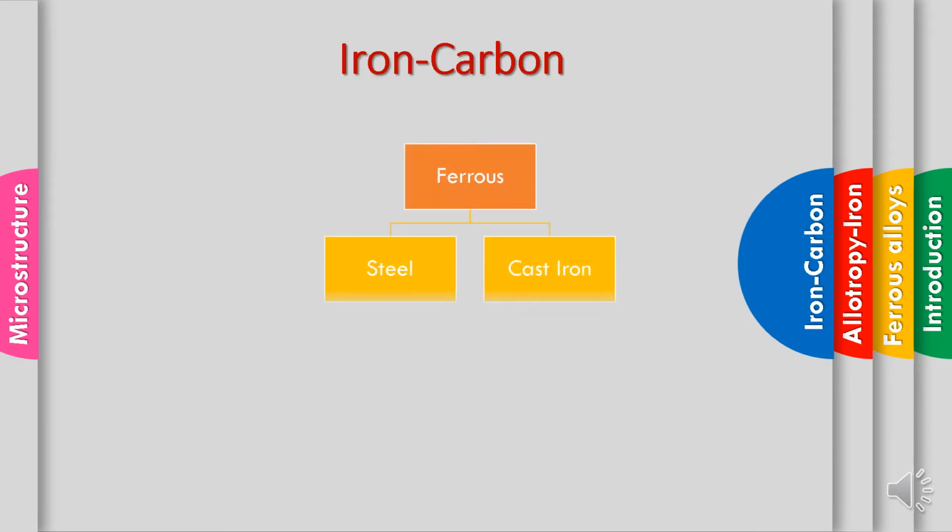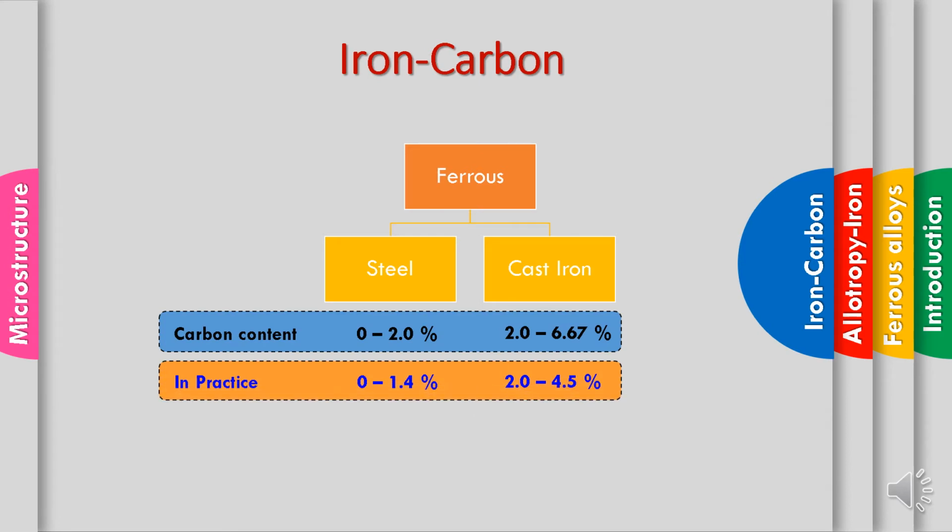So in this slide we will cover the iron-carbon system, where the base metal is iron, and a small percentage of impurity, which is carbon, is put inside the iron. Then it will become a different term. They call it steel and cast iron.